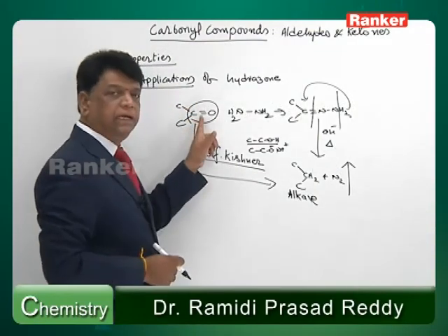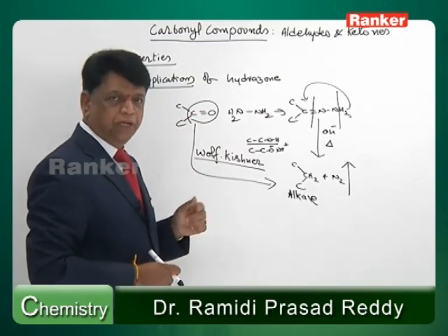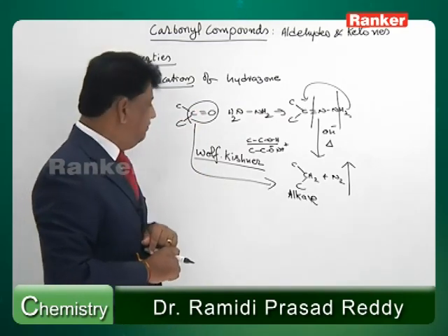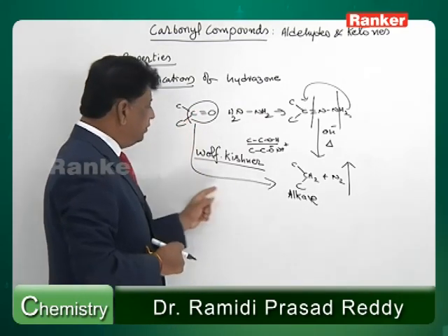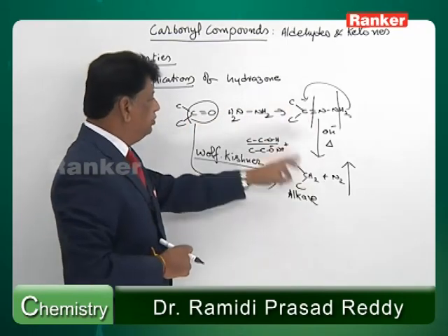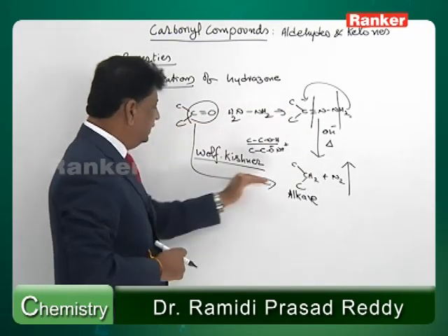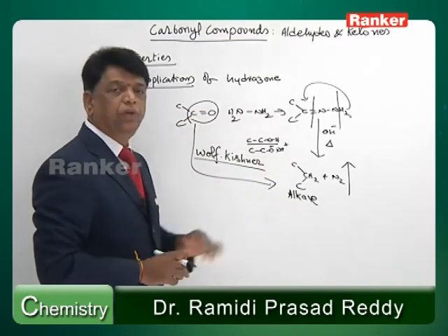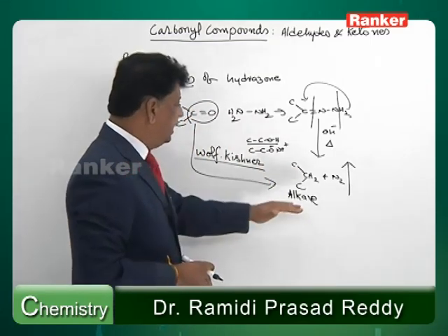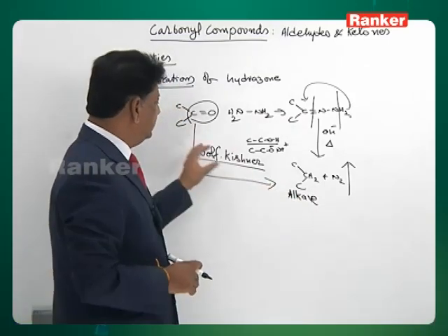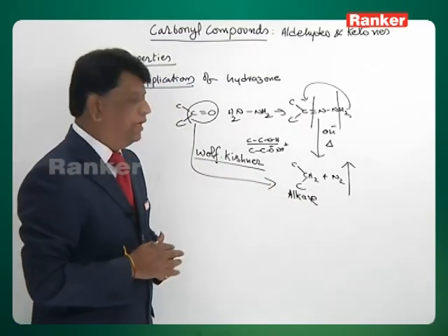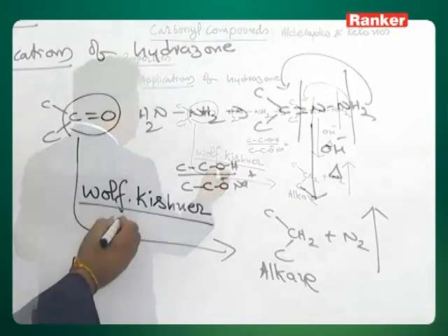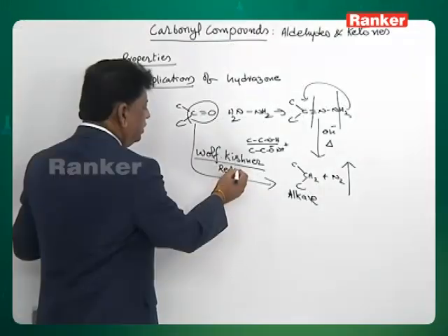If hydrogen and nickel are added, it will become an alcohol. Then further reduction will be slightly difficult. But here, in one reaction, no doubt it is 2 steps, in a Wolff-Kishner reduction the carbonyl group is totally reduced to the corresponding alkane. This is known as the Wolff-Kishner reduction. This is also one of the applications for the hydrazones.